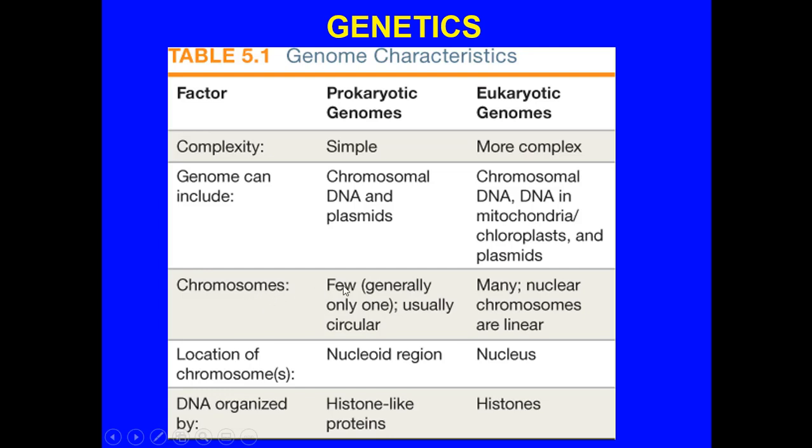The chromosomes for prokaryotes are few, generally only one. Usually it's circular. For eukaryotes, the nuclear chromosomes are linear, and you may have many. For example, humans have 46 chromosomes, which really is 23 pairs, the last pair being the one that defines whether one is male or female. The location of the chromosomes is the nucleoid region for prokaryotes, but the nucleus for the eukaryotes. DNA is organized by, in prokaryotes, a histone-like protein. For eukaryotes, they are histones.